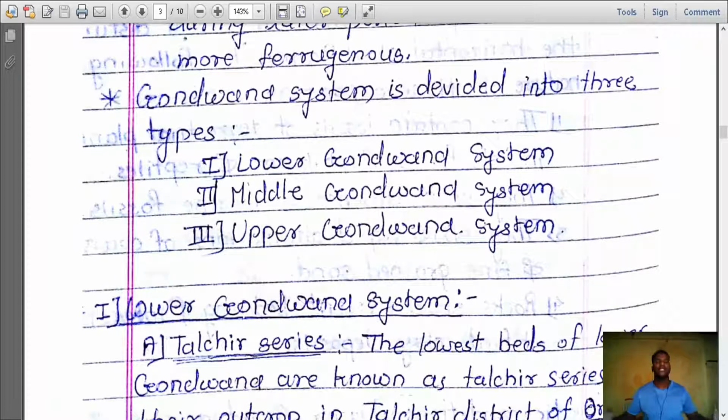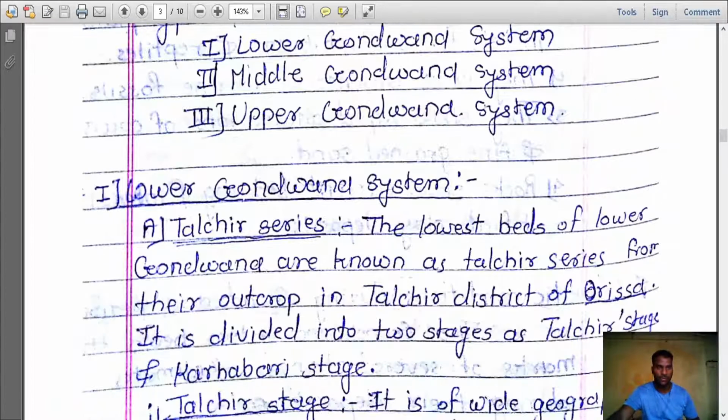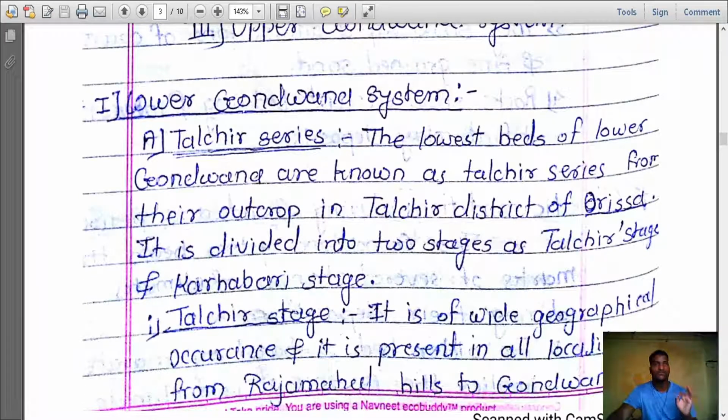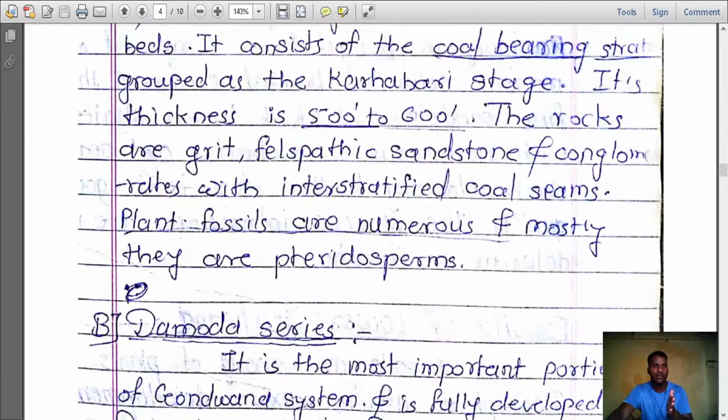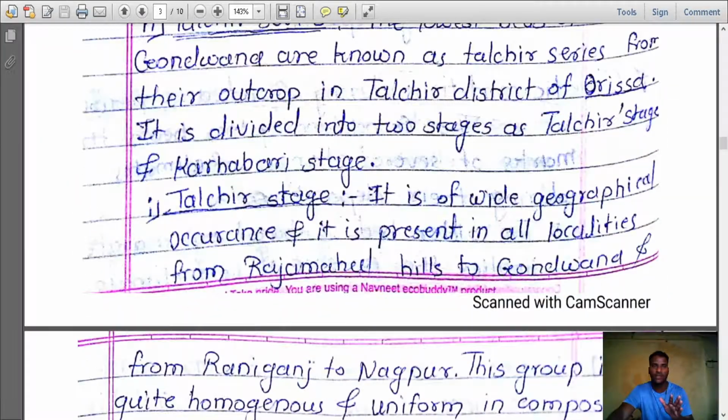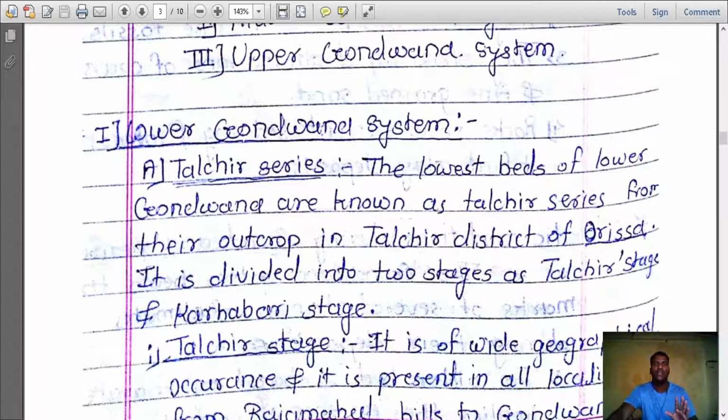The Gondwana system or supergroup is divided into three: lower Gondwana, middle Gondwana and upper Gondwana. The Gondwana supergroup is divided into series, and a series is again divided into stages. Lower Gondwana is divided into the Talchir and Damuda series. The lowest beds of lower Gondwana are known as the Talchir series.